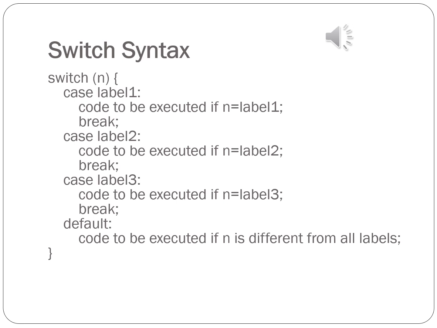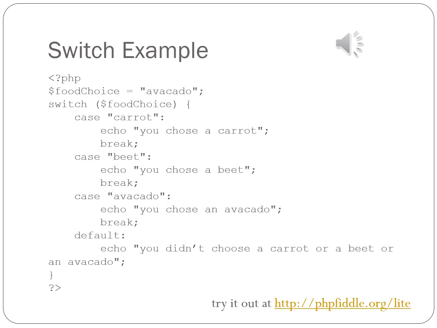N is the value to match. The code that belongs to the case that matches the value will be executed. The default code will be executed if nothing matches. Here's an example of a switch statement. It will display you chose an avocado. Change the value of the food choice variable to carrot or beet and see what happens. Change the value of the food choice variable to something like apple to experience the default.